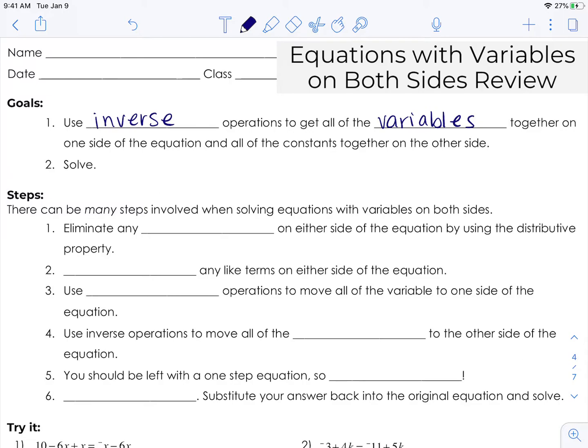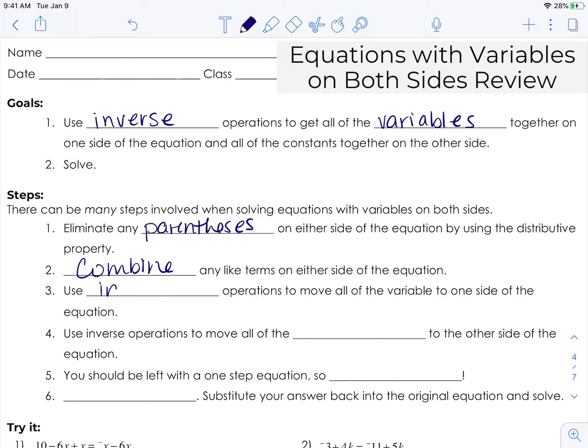There can be many steps involved when you're solving equations with variables on both sides, or there can be not that many. So it's really important that you break the equation down and really look at what you have. The first step is always going to be to eliminate any parentheses or grouping symbols on either side of the equation by using the distributive property. Then you will combine like terms on either side of the equation.